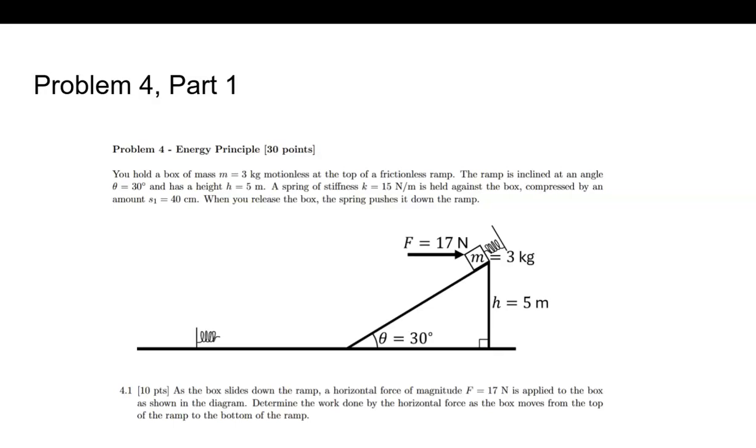For part 1, the question is: as the box slides down the ramp, a horizontal force of magnitude F equals 17 newtons is applied to the box as shown in the diagram. Determine the work done by the horizontal force as the box moves from the top of the ramp to the bottom of the ramp.